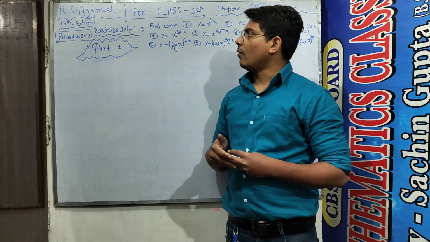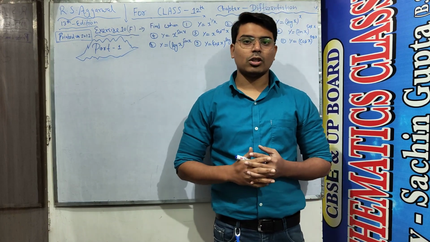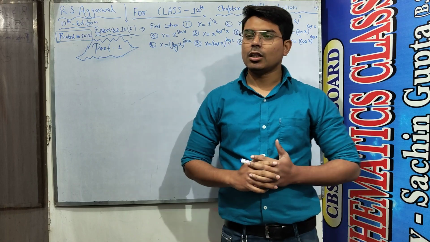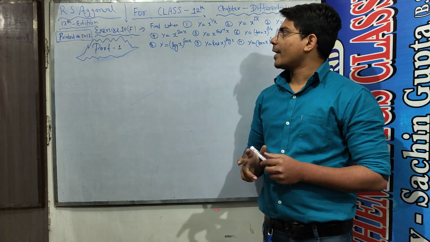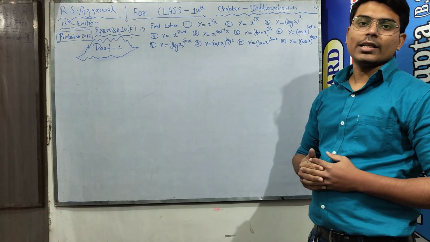So in the first part, I solve half of the questions of this exercise, approximately 30 or 35 questions. I also write here in bold question numbers from 1 to 11, which you can see.